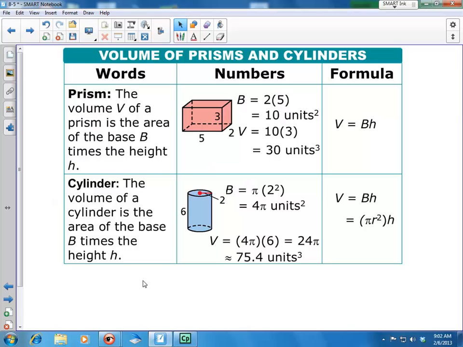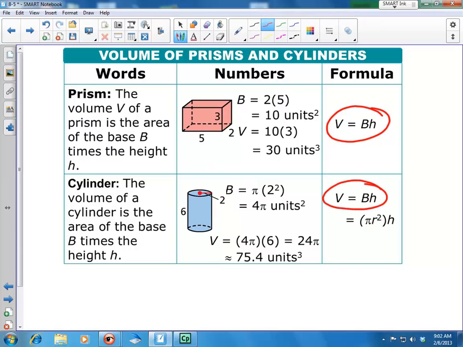I'm mostly concerned with the formulas that we have here. The formula that I have says volume is big B H. Now, the big B H, that's the formula for finding the volume for any prism. But the big B doesn't mean base. Little b means base. Big B means the area of the base. So make sure that you're aware of that. The big B is the area of the base.